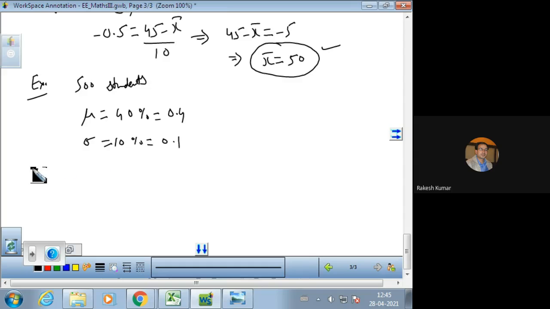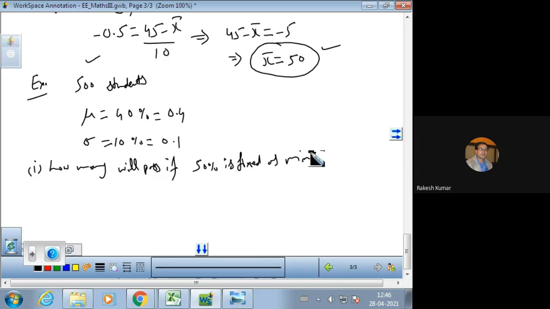Now find approximately, the first part: how many out of 500 will pass if 50% is fixed as minimum marks. This is a very important question because we are also students and this relates to us. So if 50% marks are fixed as the minimum passing marks, how many students will pass? This is what we need to calculate.